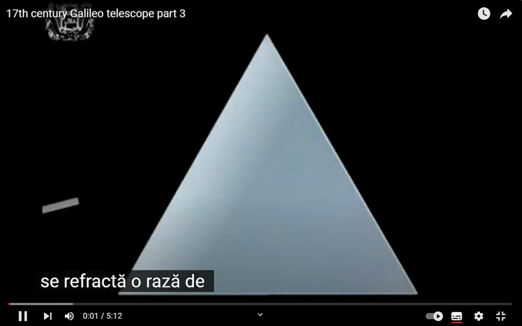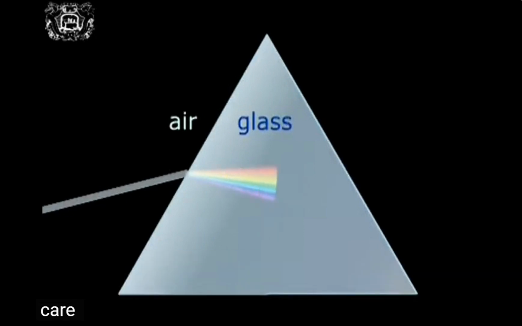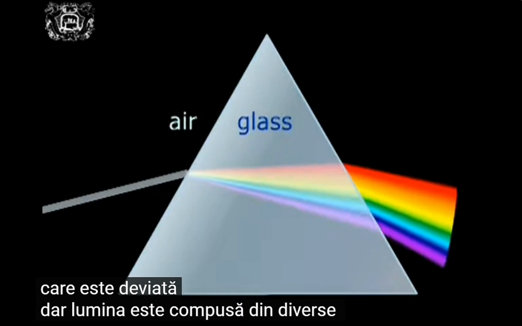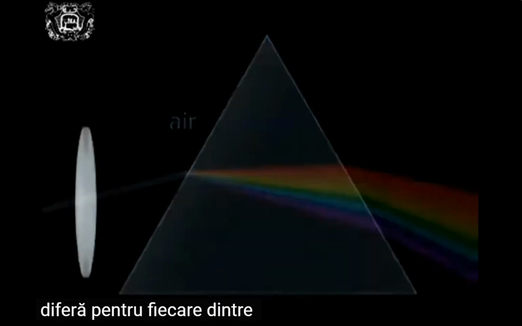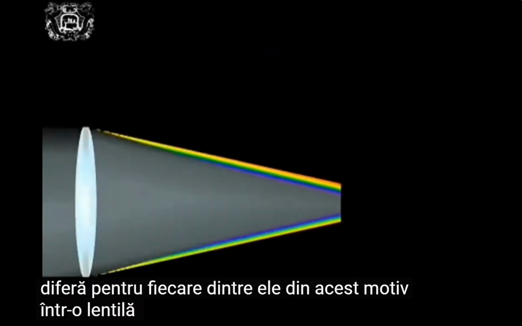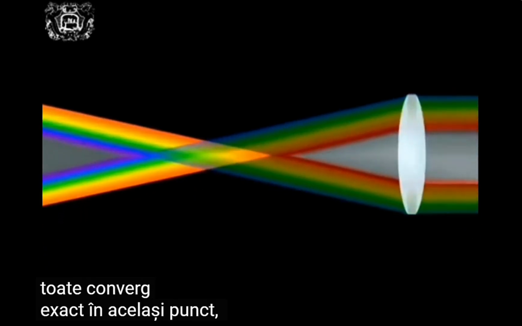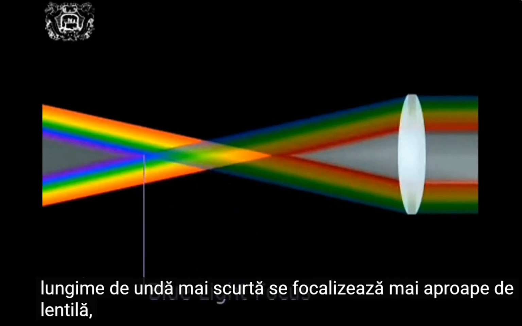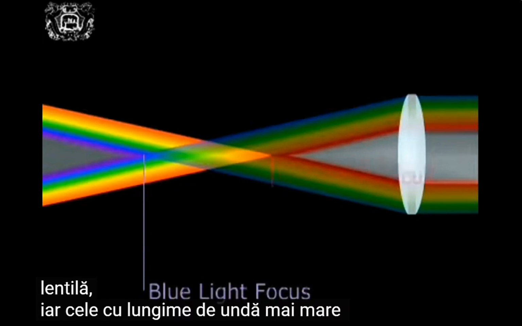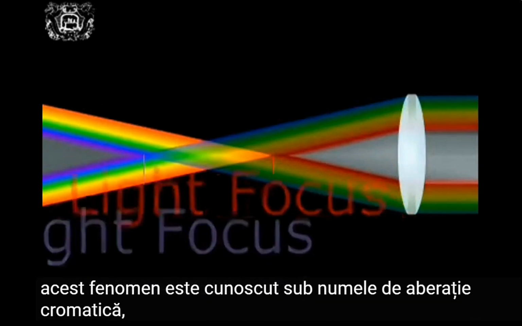A ray of light traversing the surface separating two mediums of different density is refracted, that is, deviated. But light is composed of various colours, and the angle at which the colours are refracted differs for each of them. For this reason, in a positive lens, the light rays do not all converge exactly at the same point, but the radiations of shorter wavelength focalize closer to the lens and those of longer wavelength further away from it. This phenomenon is known as chromatic aberration.